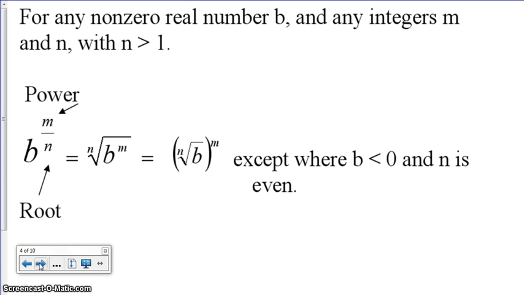Moving on. For any non-zero real number b and any integers m and n with n greater than 1, we have a rule. If my power is written as a fraction, the denominator is the root and the numerator represents the power that goes underneath our radical. So again, your denominator is your root, your numerator represents the power that goes underneath your radical. Here, same thing will happen, except where b is less than 0 and n is even.